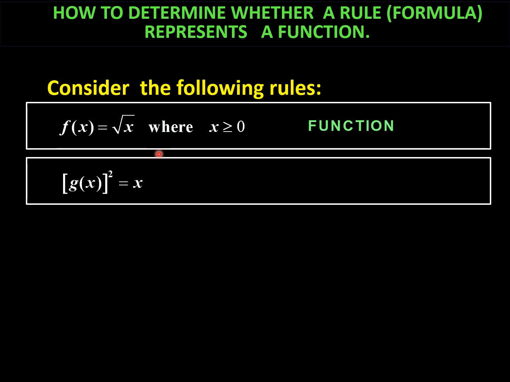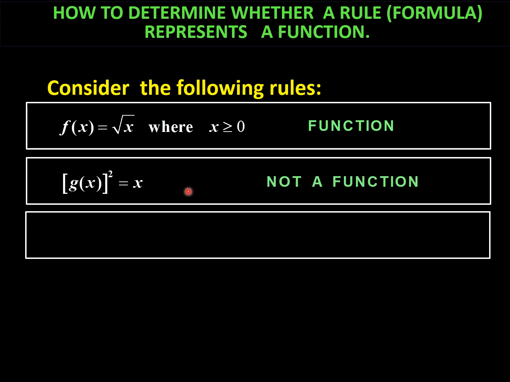Let's be careful with this one. If I take an input value, let's say we take the input value of 9, so I have g(x) squared equal to 9. So g(x) will be, that's correct, plus or minus the square root of 9. That gives me 2 output values. Therefore, it is not a function.